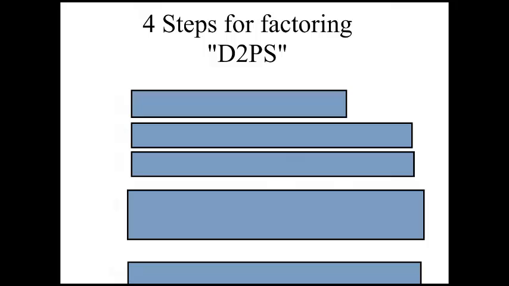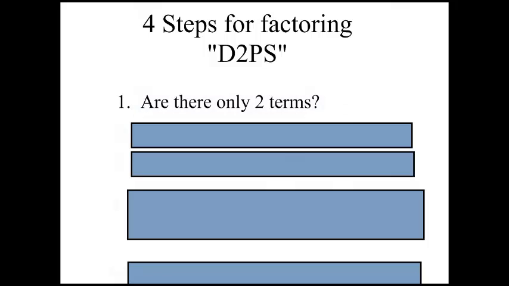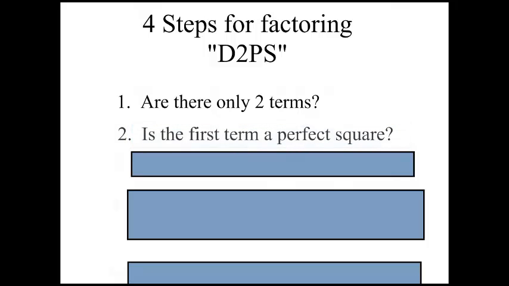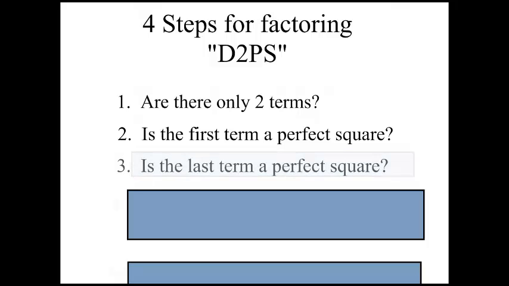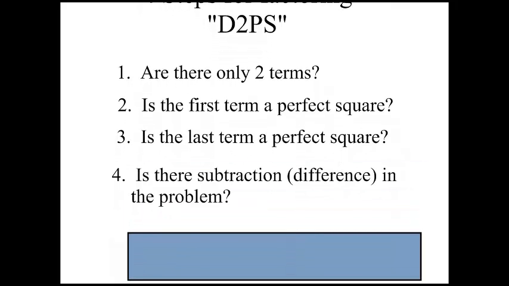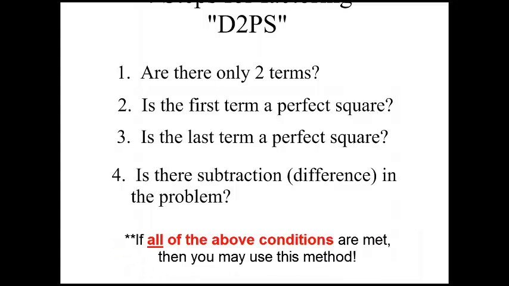There are 4 steps to factoring the difference of two perfect squares. The first is, number 1, are there only 2 terms? This can only be used with a 2-term polynomial or a binomial. 2, is the first term a perfect square? Has to be. Is the second or last term a perfect square? Has to be. Is there subtraction? That represents difference in the problem. If all these conditions are met, then in fact we can use the difference of two perfect squares.